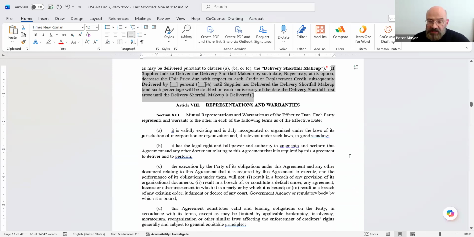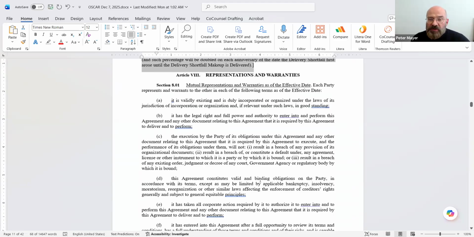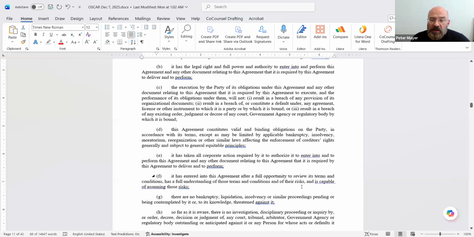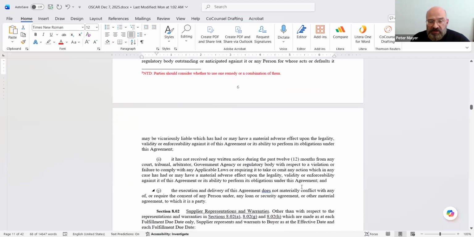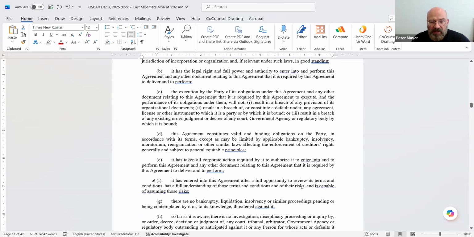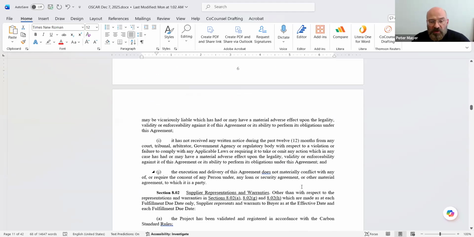Reps and warranties, 8.01, we don't need to talk about that. This is typical, you basically see them in any kind of commercial agreement. These are standard reps and warranties. Parties have the authority, are properly incorporated, have the authority to sign, aren't bankrupt, and so on and so forth.